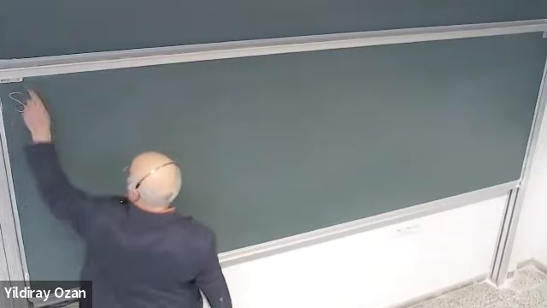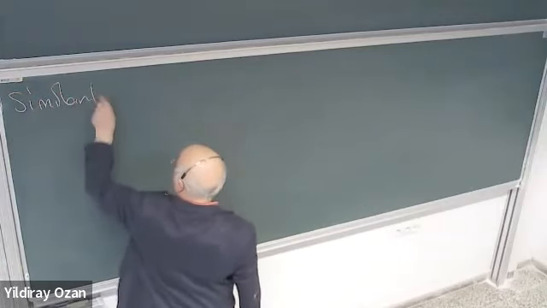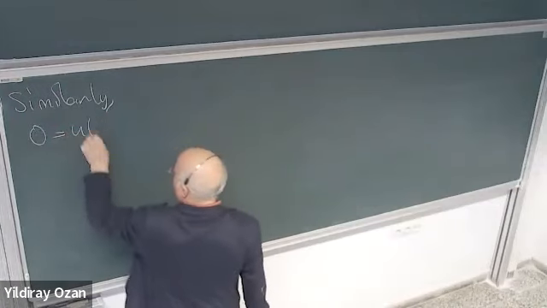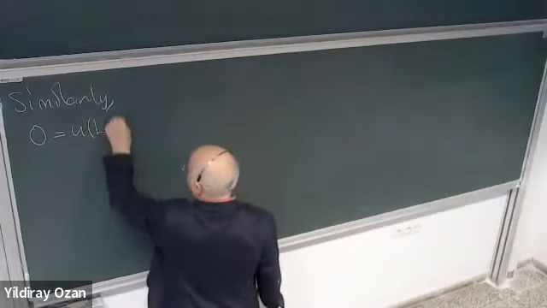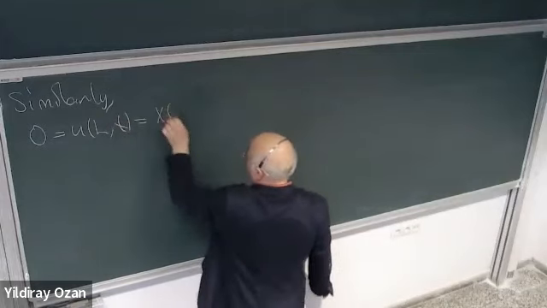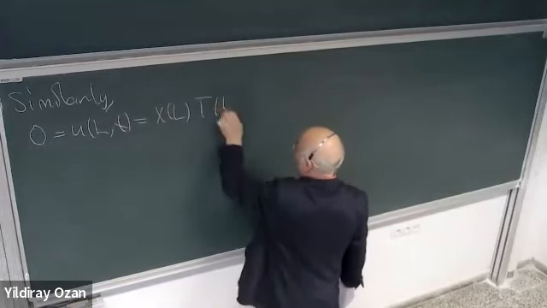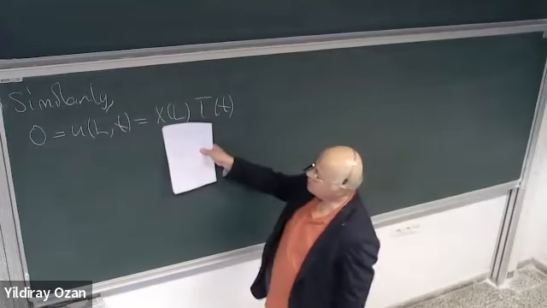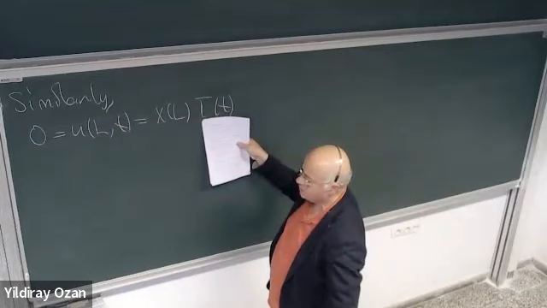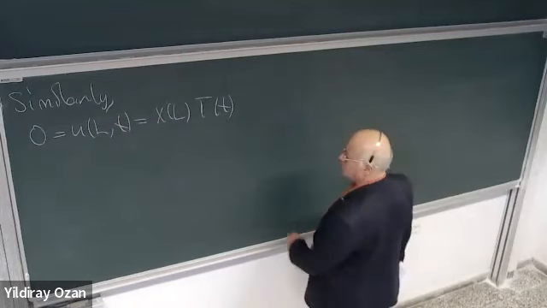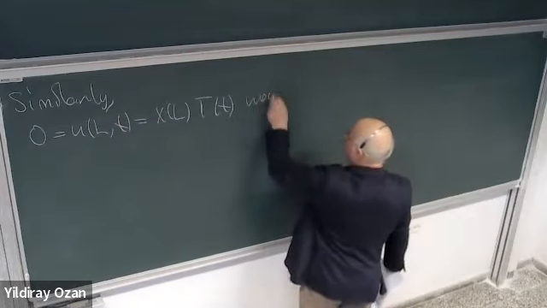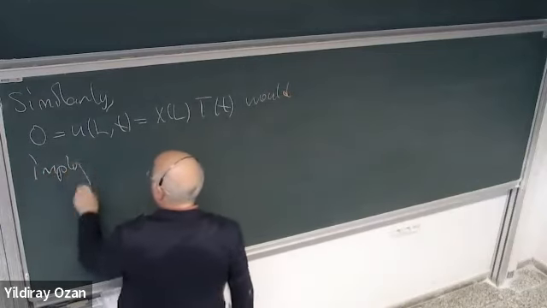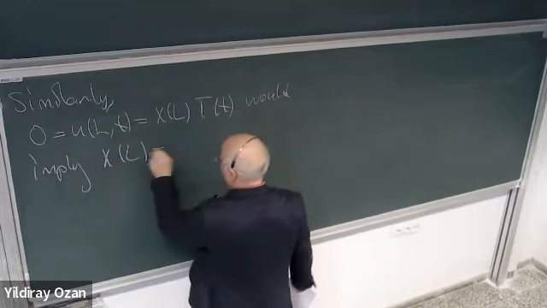Okay. All right. Similarly, the other boundary condition, which is at L, t, would give us x of L, t of t. And again, if this is not zero, then this function would be zero, and so on. The same arguments would imply x of L is zero.